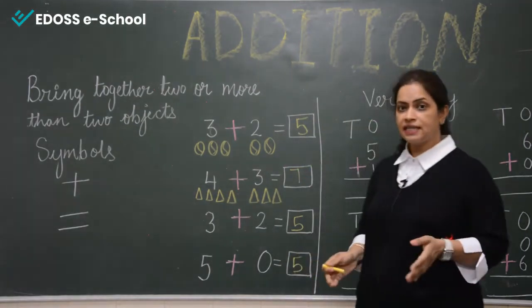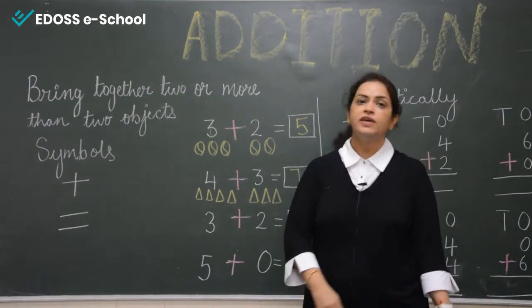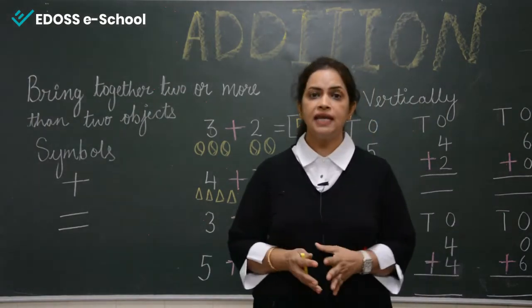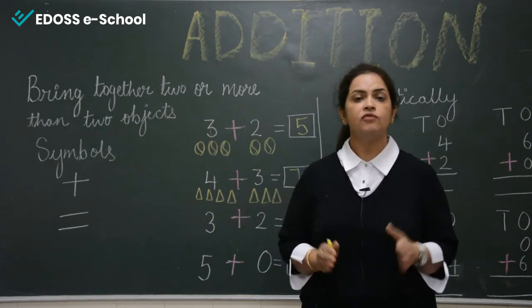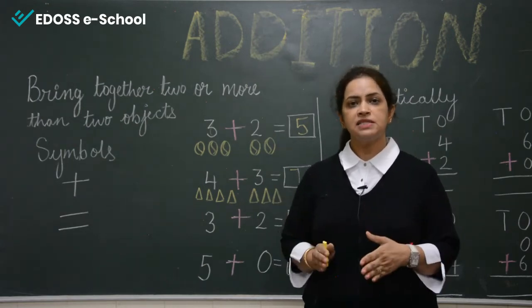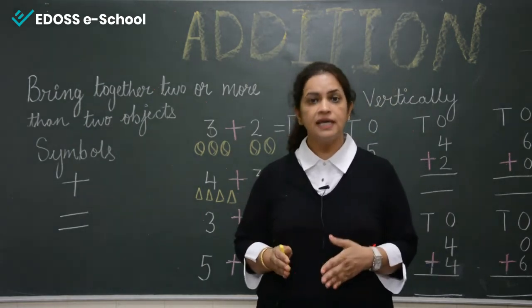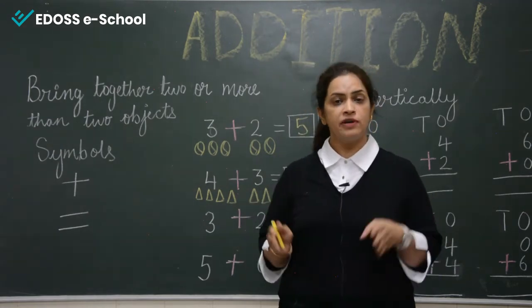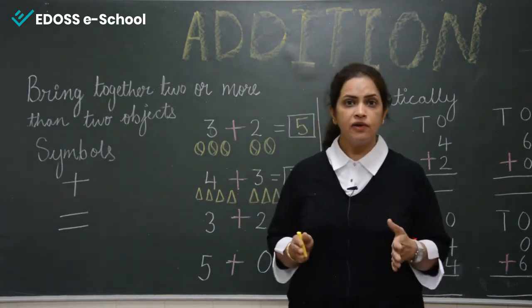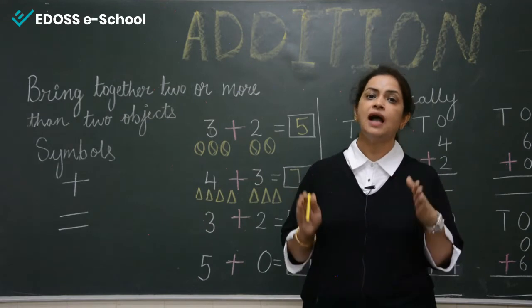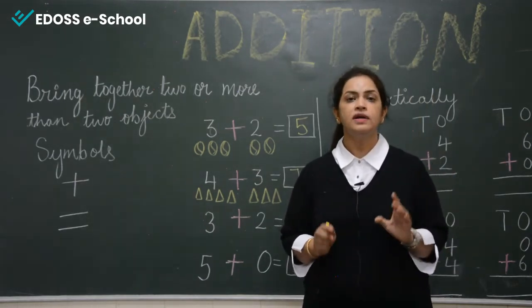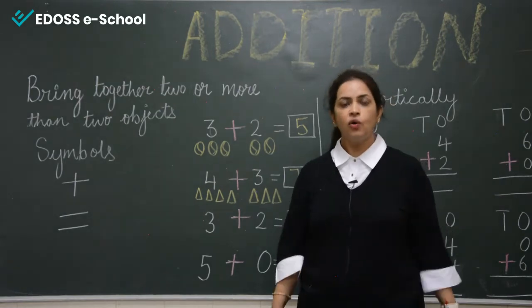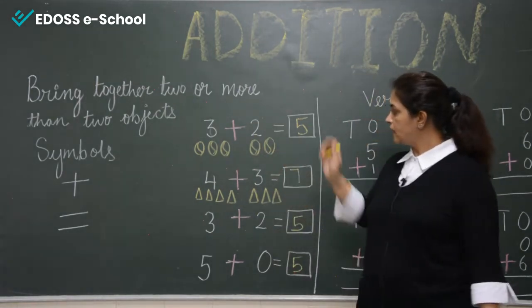So we can say that if we add 0 to any number, the answer will remain the same. The sum will remain the same. 5 plus 0 will be 5 only. 10 plus 0 will remain 10 only. 100 plus 0 will remain 100 only. So when 0 is added, the value doesn't change. Okay, I hope you have understood till now.